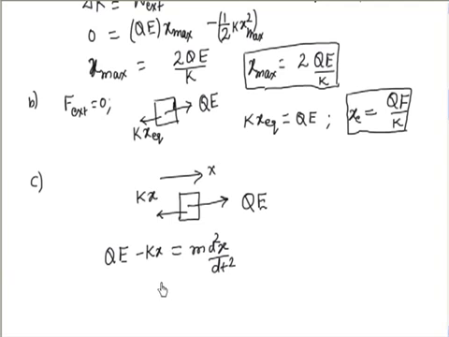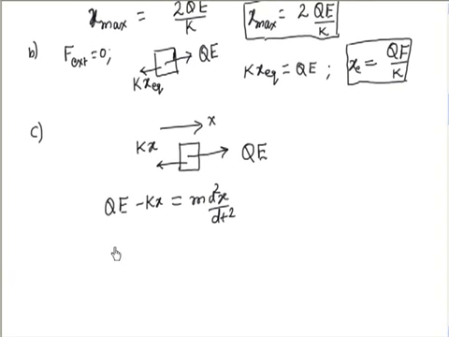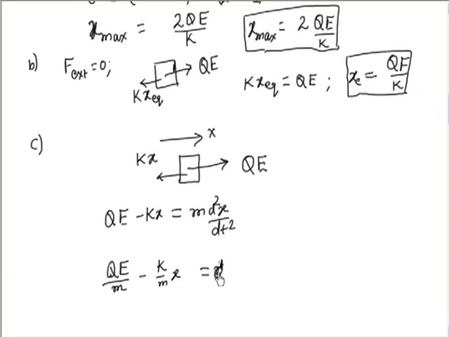Now, this is a simple harmonic motion. It does not look like simple harmonic motion, but basically it is. You can solve this one. So let us say QE minus Kx. What we will do is change the origin. So dividing by m, we have QE by m minus k by m into x is equal to d2x by dt square, where m cancels. Now this is a minus x.